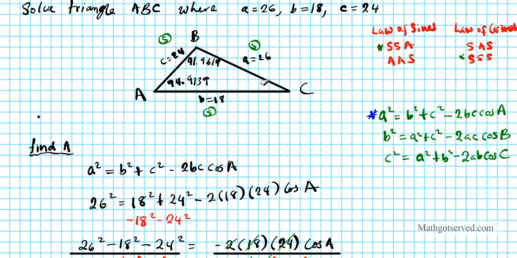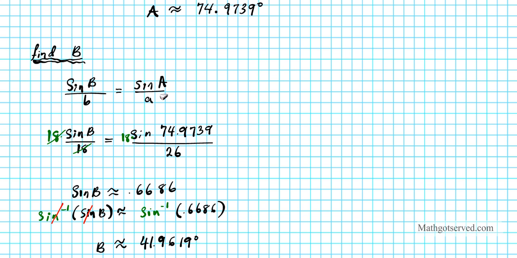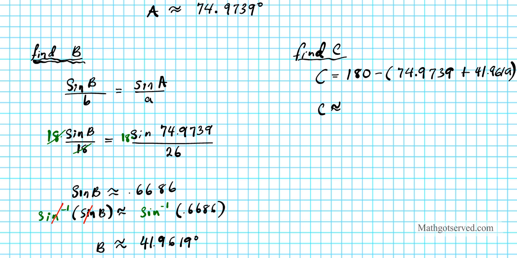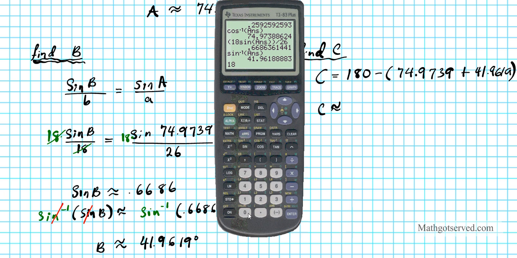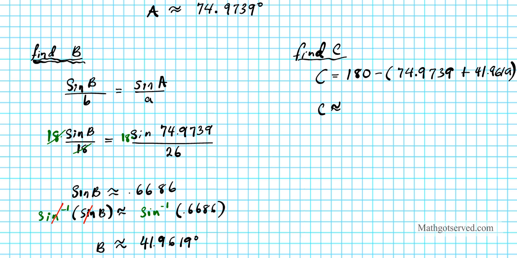All right, so now that we have two angles, let's put that in here, 41.9619. We can find the last one using elementary geometry, the triangle angle sum theorem, right? So to find angle C, we're gonna go angle C equals 180 minus the sum of the other two angles, A and B, 74.9739 plus 41.9619. All right, so angle C is going to be approximately, let's plug that into our calculators. So we have 180 minus 74.9739 plus, let's call up our previous answer. What was that? Final answer is 63.0642. Okay? So 63.0642 degrees is our measure for angle C.